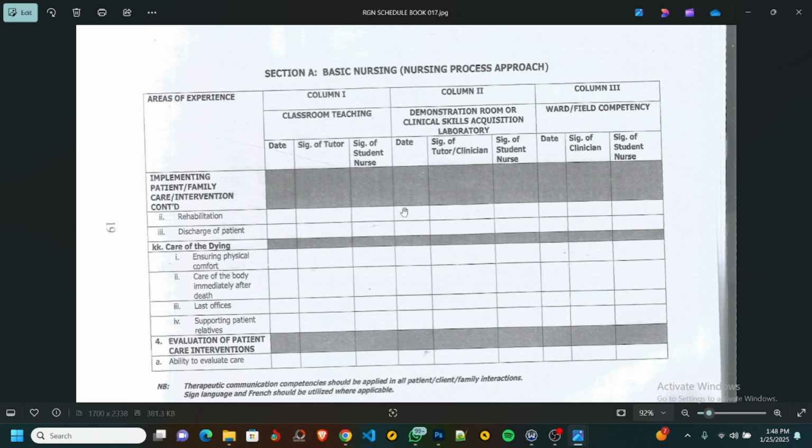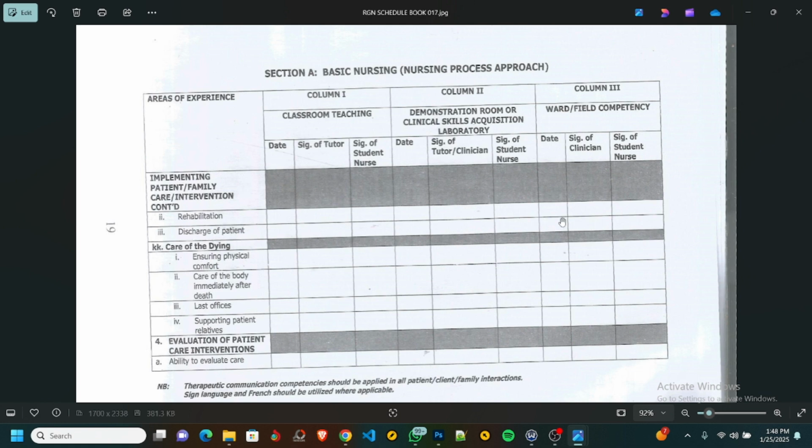So which ones that the tutor has demonstrated or the clinician has demonstrated, be it in the skills lab or the ward, then you write that particular date, you sign as a student, then the clinician or the tutor also signs. And the same thing applies to the competency. And at that time, you should be able to sign that this particular one, let's say discharge of patient.